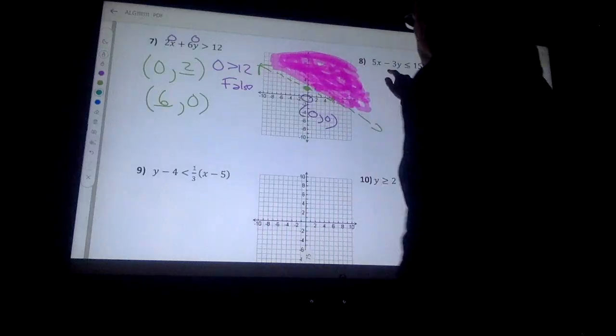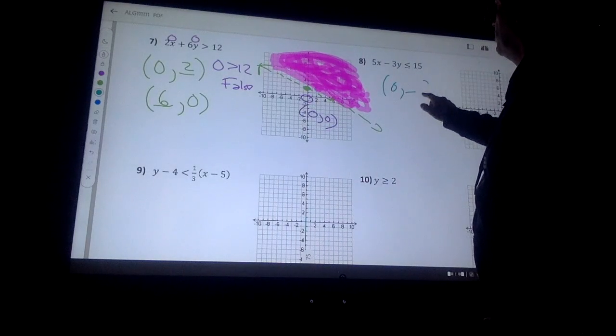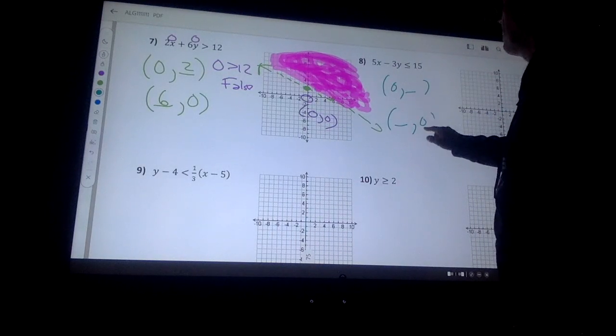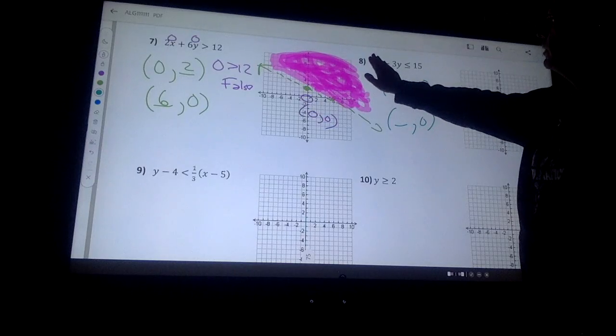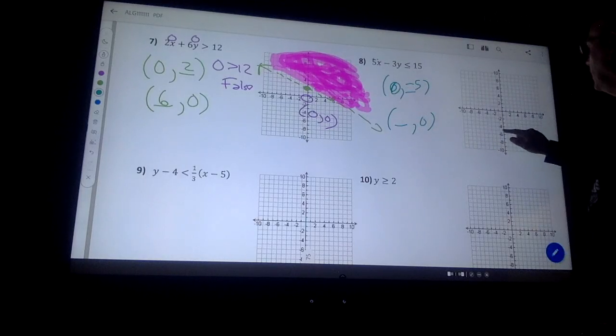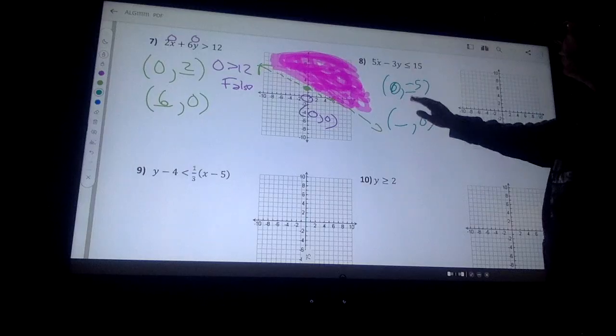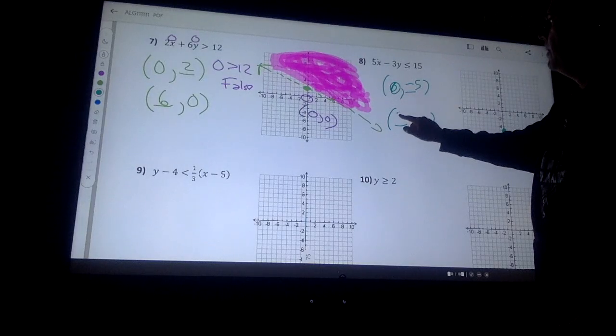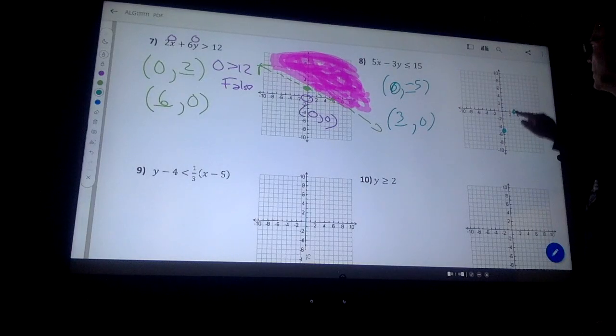Okay, again we're going to use 0, blank, blank, 0. So that's an x value, so -3 times what number is +15? That's -5. So that's 0, -5, which is down here. That's a y value, so 5 times what gives me 15? That would be 3. It has the equal sign underneath it, so we're going to make it a solid line.